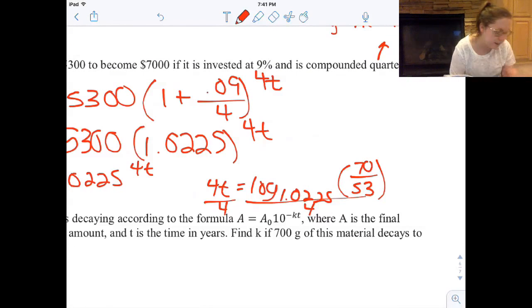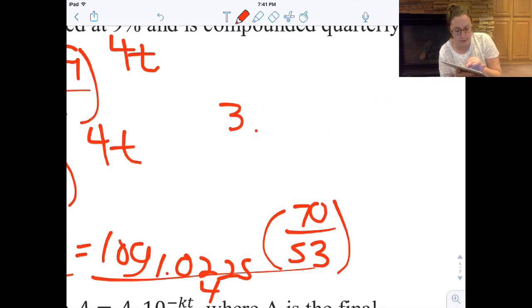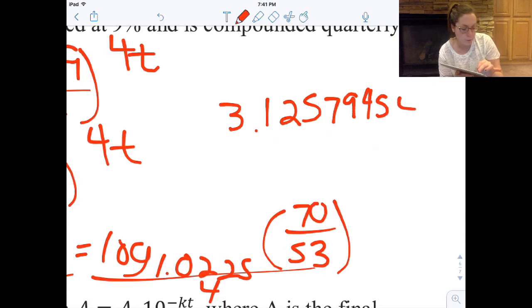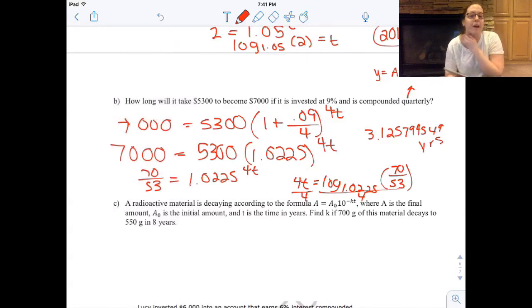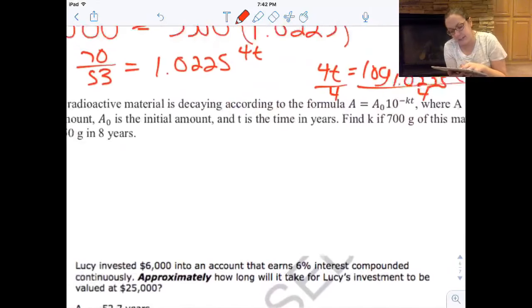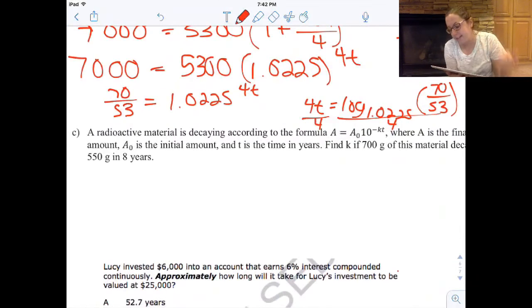All right, these next couple we're going to set up but not solve because then I want to get to kind of the big mama type of problems, which were those ones where we have to solve for a constant and then go from there. Okay, so if we do that, let's look at this. A radioactive material is decaying according to this formula, where A is the final amount, A sub 0 is the initial amount, and t is in years. And it wants us to find k, but it tells us that this much decays to be 550 in 8 years. So what it's giving us here is initial amount, final amount, and t.